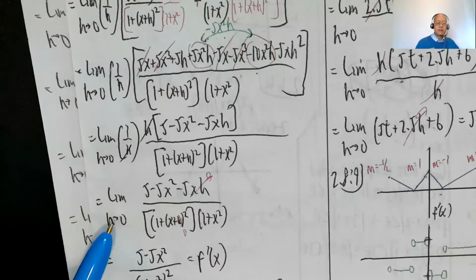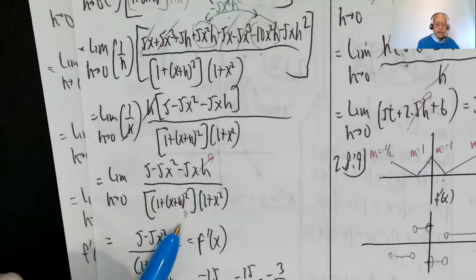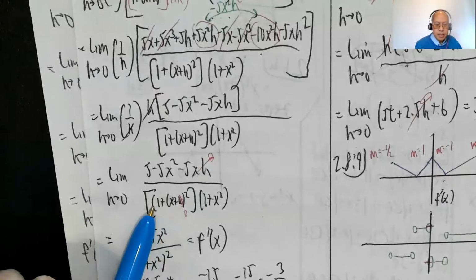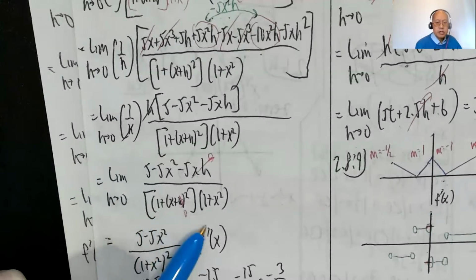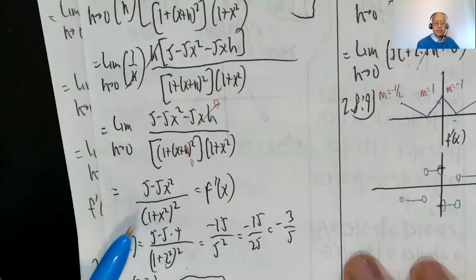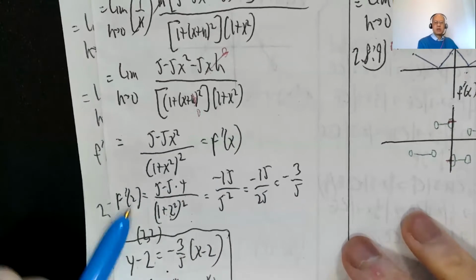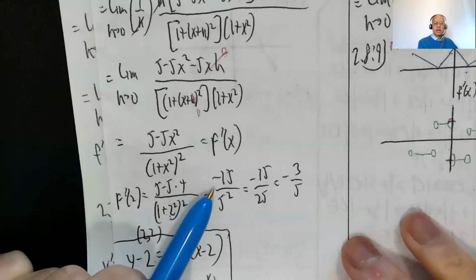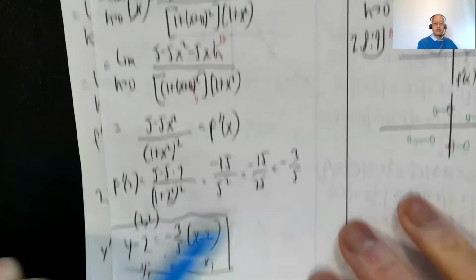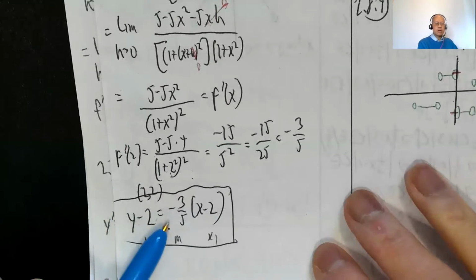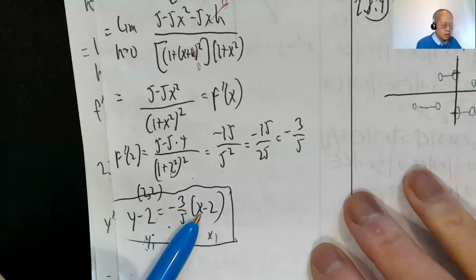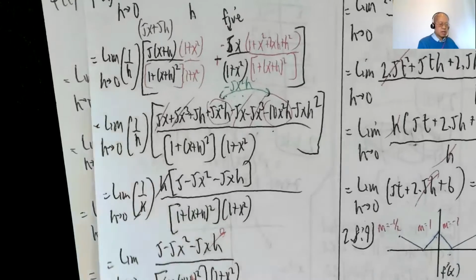Now take the limit as h approaches 0. That becomes 0. That becomes 0. So I have (1 plus x squared) squared. So 5 minus 5x squared over (1 plus x squared) squared. That's my derivative. You want me to plug in 2? Plug in 2. Negative 15 over 25, negative 3/5. So y minus y1 equals m times (x minus x1). Okay, so that's that one.